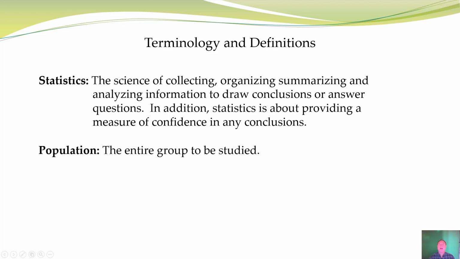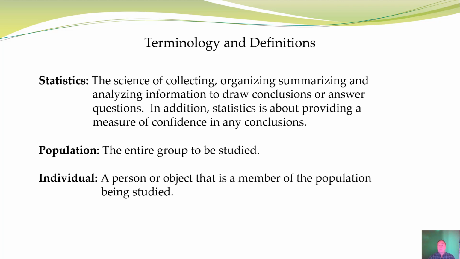Population. This is the entire group to be studied. Now, a population could be a small group of individuals or objects, or it could be a large group of individuals or objects. For example, we could take students in this class and call this a population. This would be a very small population. Or we could talk about all students attending Hagerstown Community College. This would be a larger population. Or we could talk about all students attending a community college in the state of Maryland. This would even be a larger population.